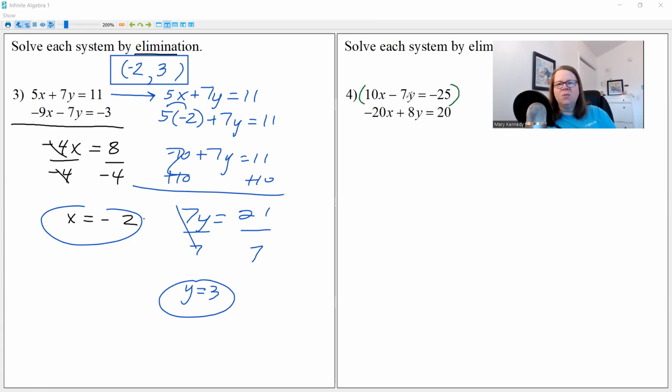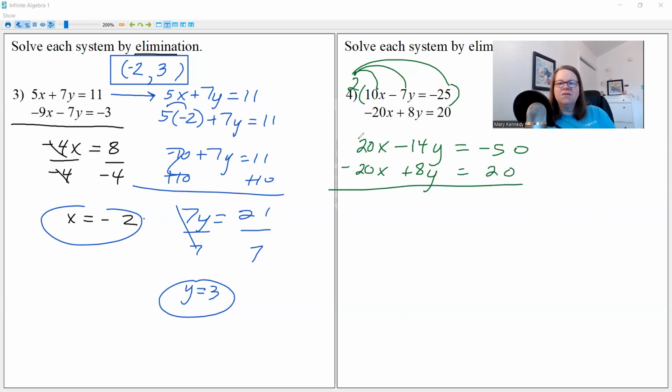Well, I could multiply this equation by 2. And I have to multiply the entire equation because you can't just change one part of an equation. You know that. It has to stay balanced, all that stuff, right? So to do that, I would just multiply the entire thing by 2. So 2 times 10x is 20x. 2 times negative 7y is negative 14y. And 2 times negative 25 is negative 50. And then the other equation's good. So I'm just going to write it down underneath.